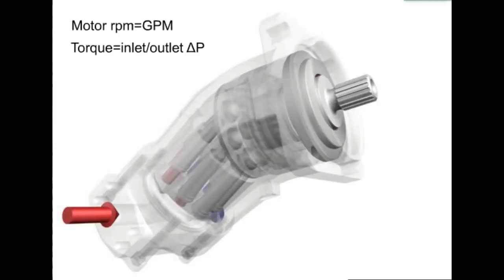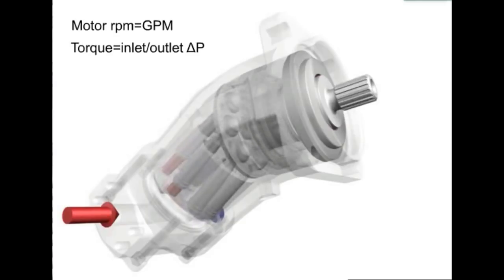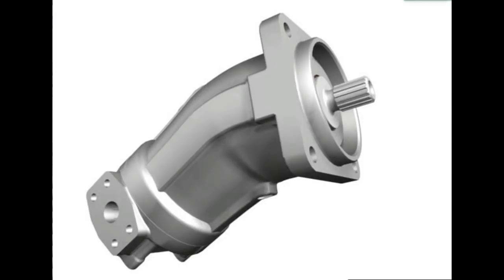Output speed of the fixed displacement bent axis motor is proportional to the input flow. Drive torque is proportional to the difference in pressure between the motor inlet and the outlet.